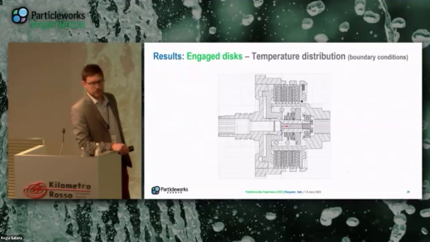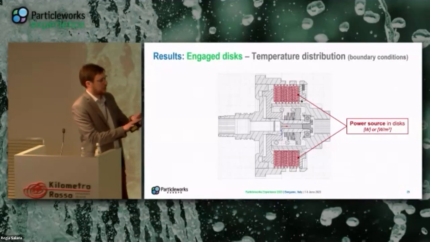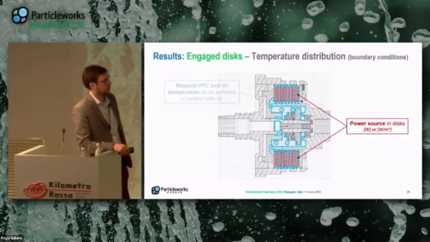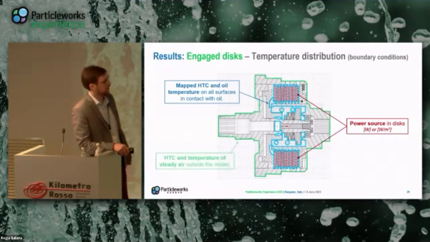So in this slide, let's have a look at the boundary conditions that we had. So we apply the source of power on the disk, okay, in these red regions. So the idea is that the disks have been just in contact, so the peak of power that we have. Then we applied on all surfaces wetted by oil the maps calculated by the previous simulation, so everywhere between the disks, but also inside the chamber, the big chamber. And then on the outside, we applied HTC and temperature towards the ambient, okay?